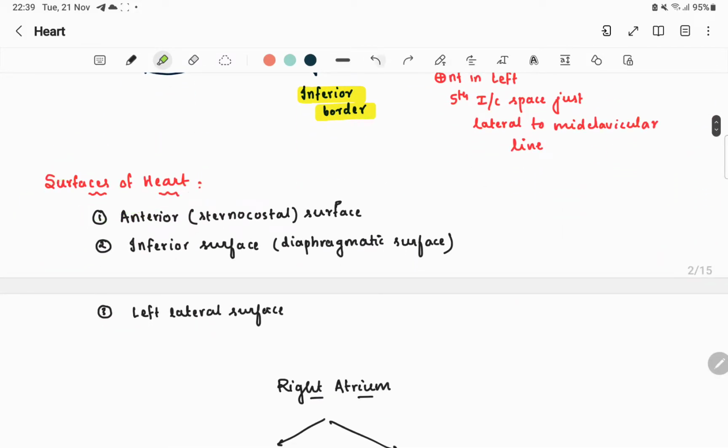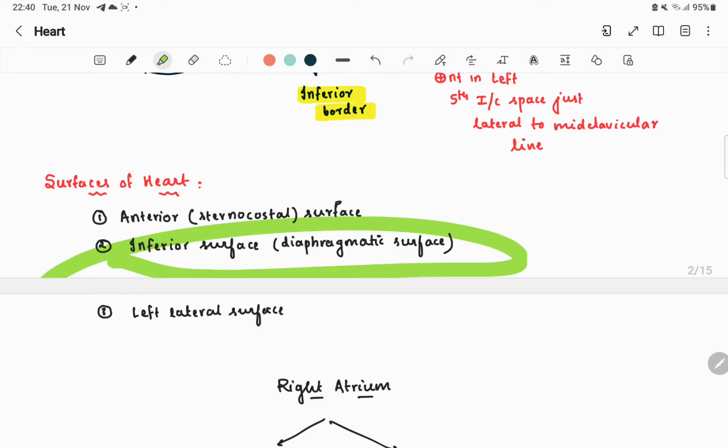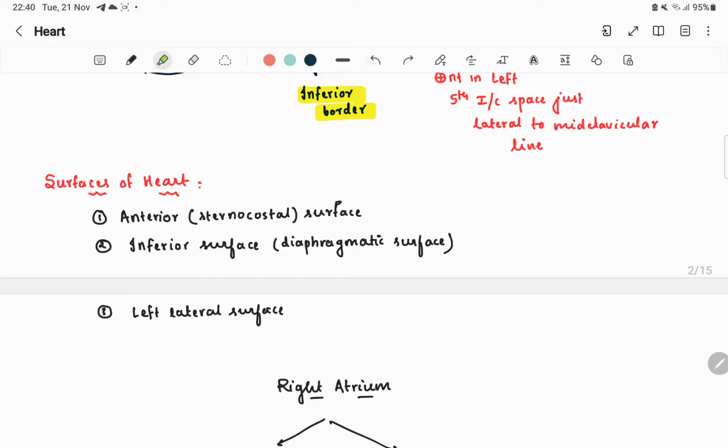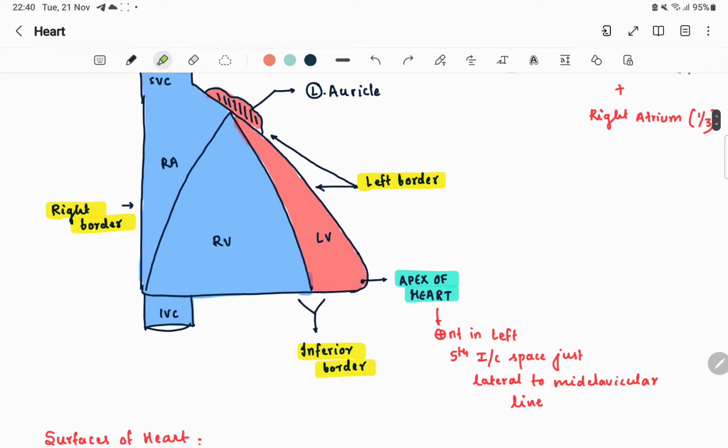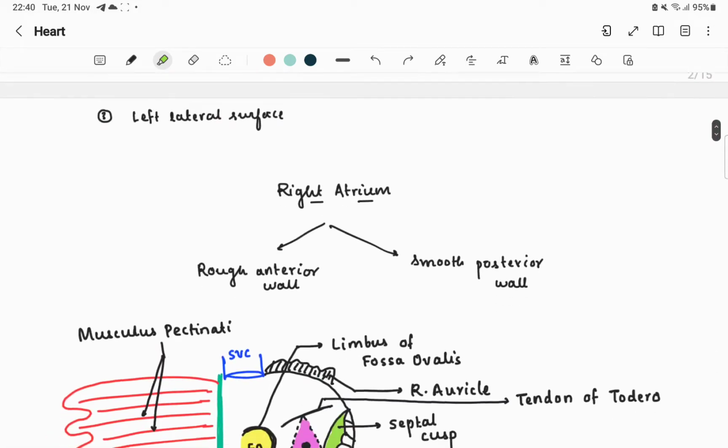Let's discuss the surfaces. We have the anterior surface, which is called the sternocostal surface. The inferior surface is the diaphragmatic surface, and the left lateral surface. 3 surfaces: anterior, inferior, and the left lateral. You can see your surfaces. It is not visible here.